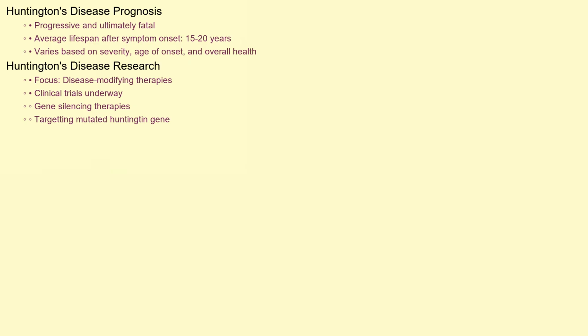The prognosis for Huntington's disease is unfortunately progressive and ultimately fatal. The average lifespan after the onset of symptoms is approximately 15 to 20 years. However, this can vary significantly depending on the severity of the disease, the age of onset, and the individual's overall health. Recent research is focused on developing disease-modifying therapies that can slow or halt the progression of HD. Several clinical trials are underway, exploring potential treatments like gene-silencing therapies that target the mutated Huntington gene. These experimental approaches hold promise for future treatments that may significantly improve the lives of individuals affected by Huntington's disease. Research continues in the hopes of one day finding a cure.